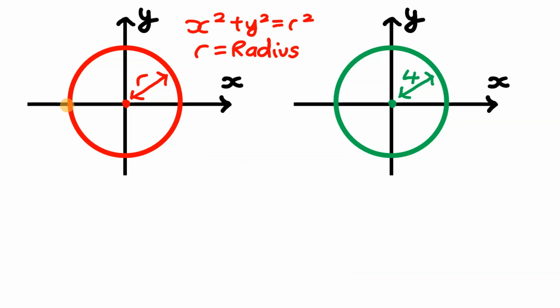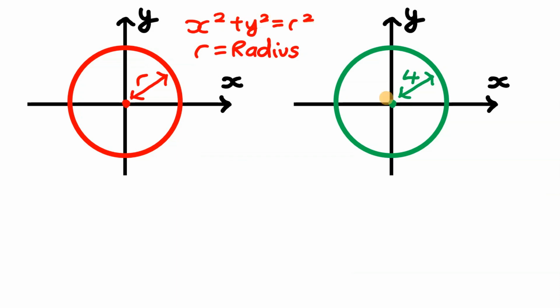Okay, so let's say we have a circle like this one here in red, and its center is at the origin, so this is the point (0, 0), and it has a radius of length r. This can be described using the equation x squared plus y squared is equal to r squared.